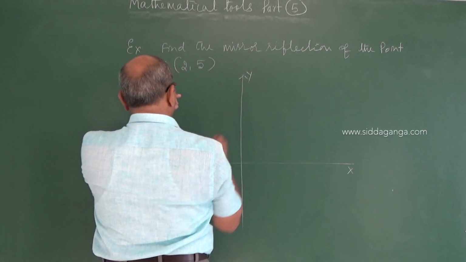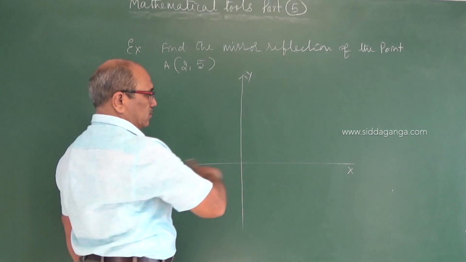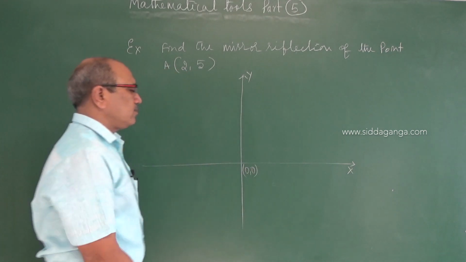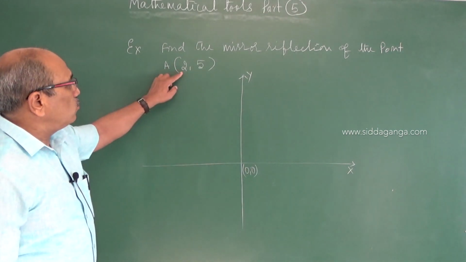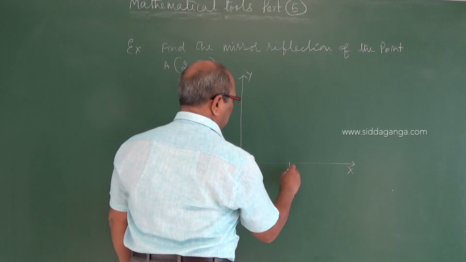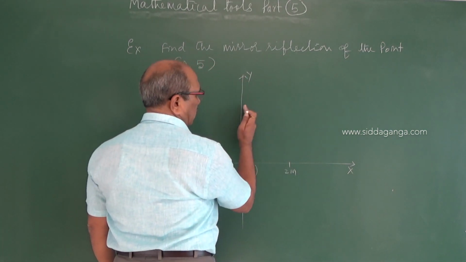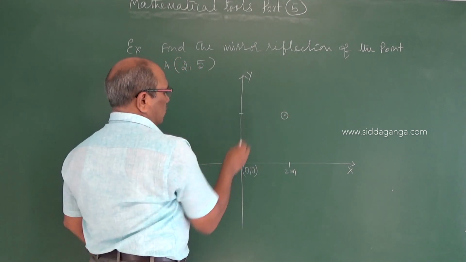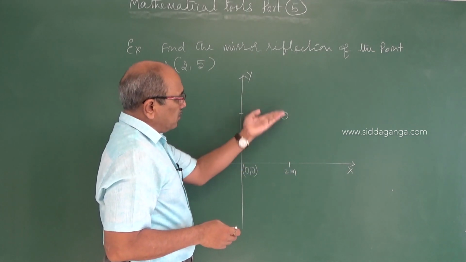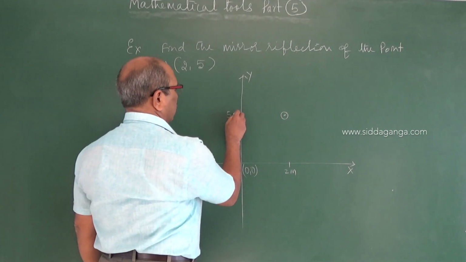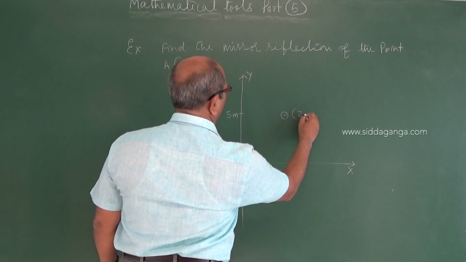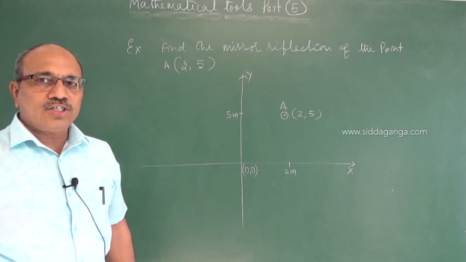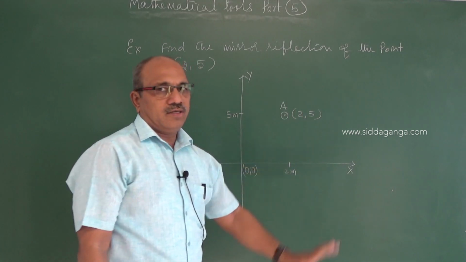Now I have to first find out the position of the point A. It is the x-axis and y-axis with 0 as the origin. For (2, 5), I have to move by 2 meters along the x-axis, and then parallel to y, perpendicular to x, if you move by 5 meters, you get this value (2, 5) as point A. I have just shown the formation of the point A (2, 5).